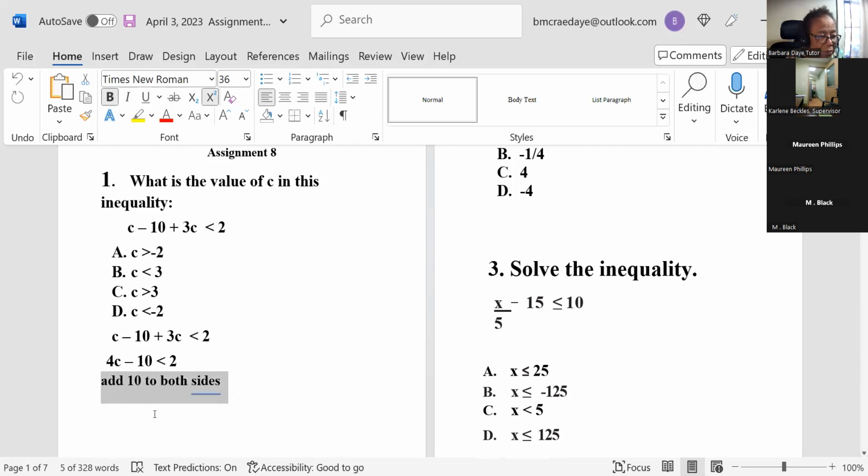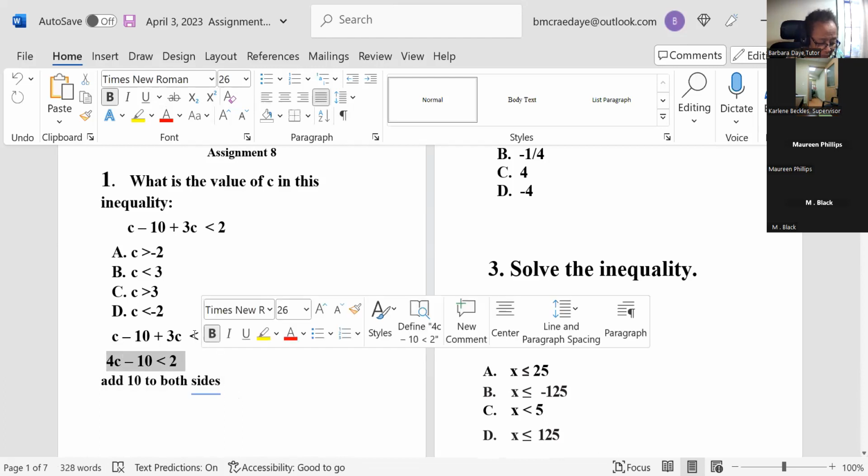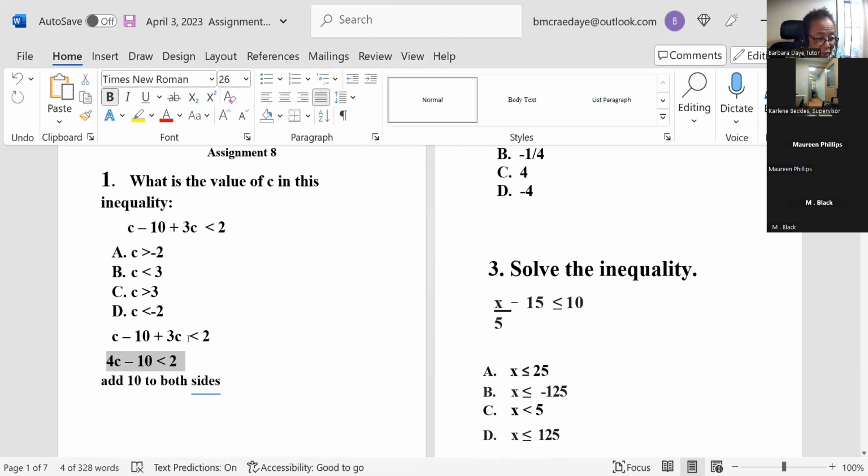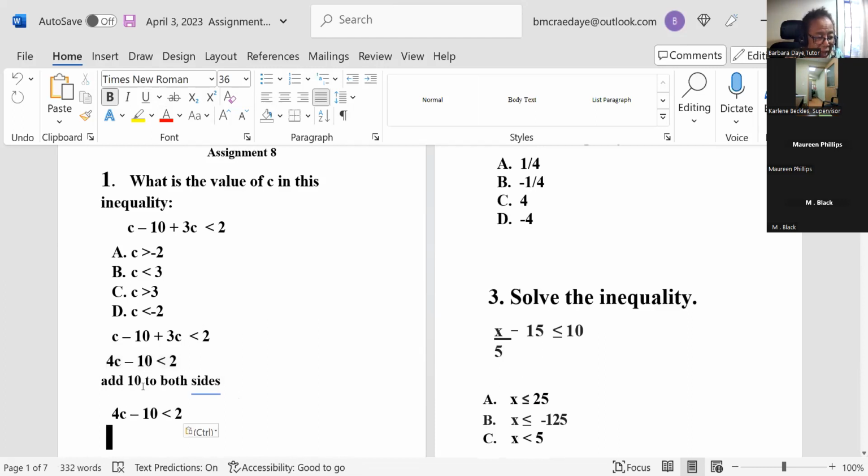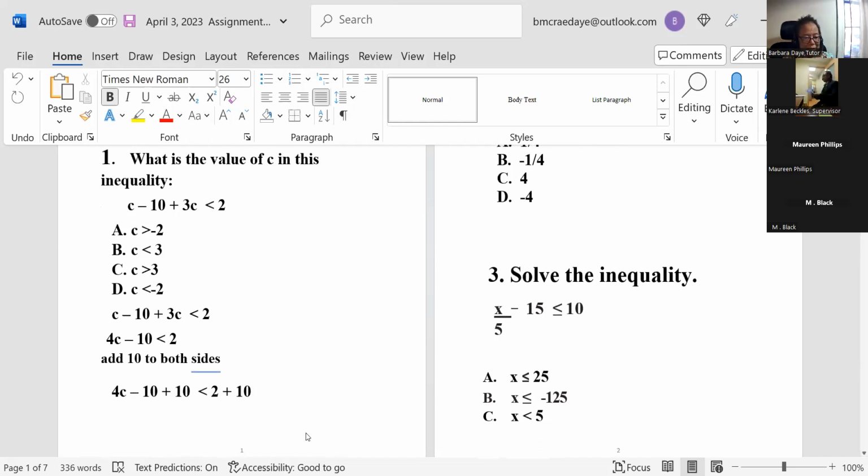So if you add 10 to both sides, what would that give you, Maureen? If you add 10 to both sides, you get 20. Wait a minute, Maureen. No. We're adding 10 to both sides, so let's just do that so you'll know exactly what you'll get. Okay, so let's just put that there. Now add the 10 on the left side. Plus 10. Now add the 10 on the right side. Plus 10.